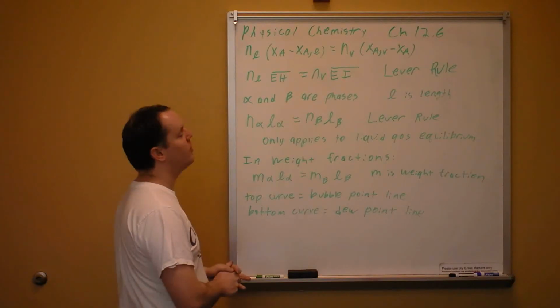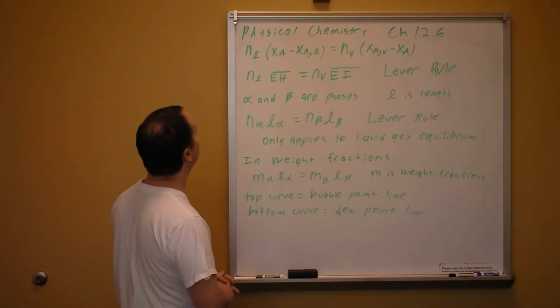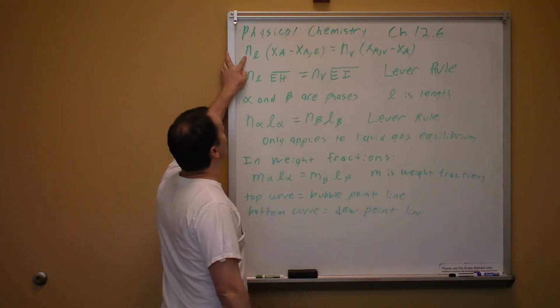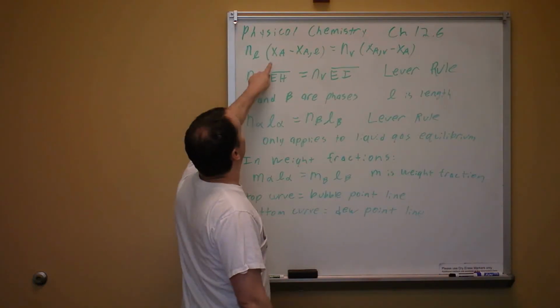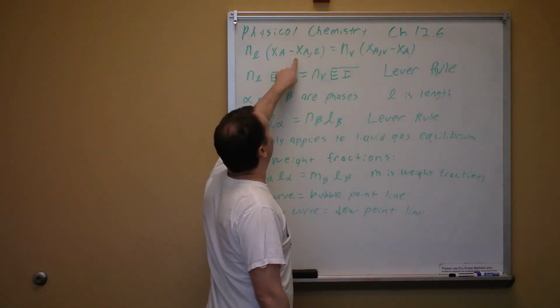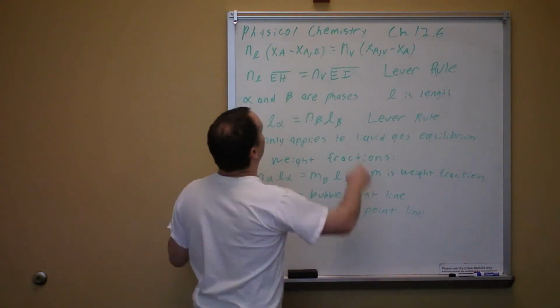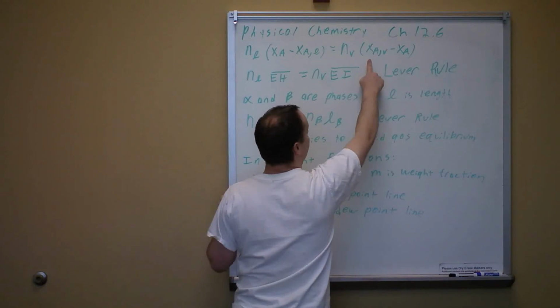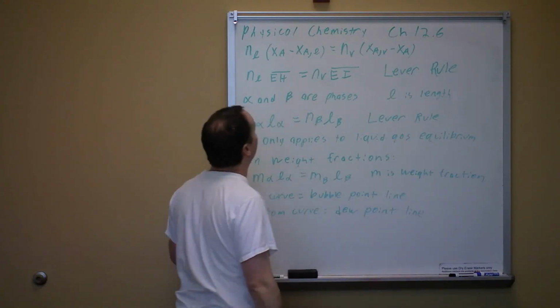Continuing on liquid-vapor equilibrium. So factoring out the number of moles, we get the number of moles in the liquid phase times the mole fraction of A total minus the mole fraction of A in the liquid phase is equal to the number of moles in the vapor phase times the mole fraction of A in the vapor phase minus the mole fraction of A total.